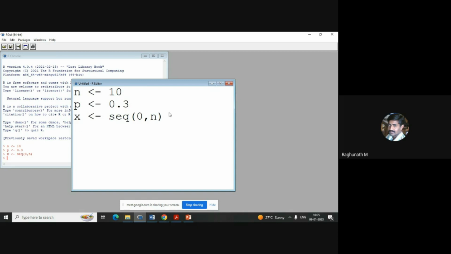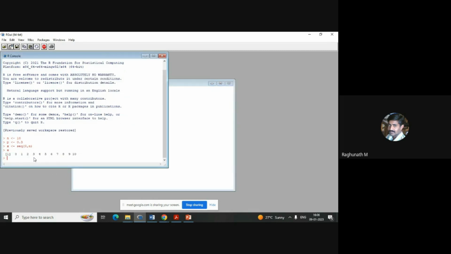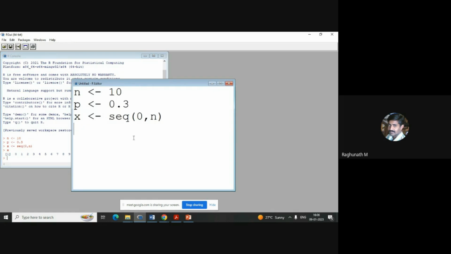Now x is a vector which has the values 0, 1 up to 10. For each of these values, 0, 1, 2, 3, I'm going to compute the probabilities, that is the mass, the PMF. So for it, I will write the command. Let me take PMF, whatever is there.